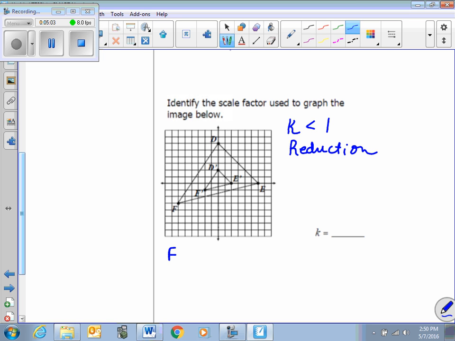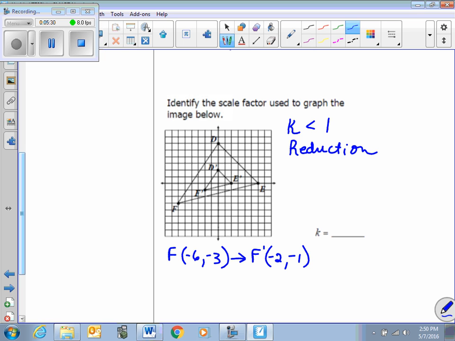So let's start with F. What are the coordinates of F? 1, 2, 3, 4, 5, 6. Wait a minute, let me make sure I counted right. 1, 2, 3, 4, 5, 6, negative 6. And I'm going down 1, 2, 3, negative 3. So F is (-6, -3). And F prime is (-2, -1).